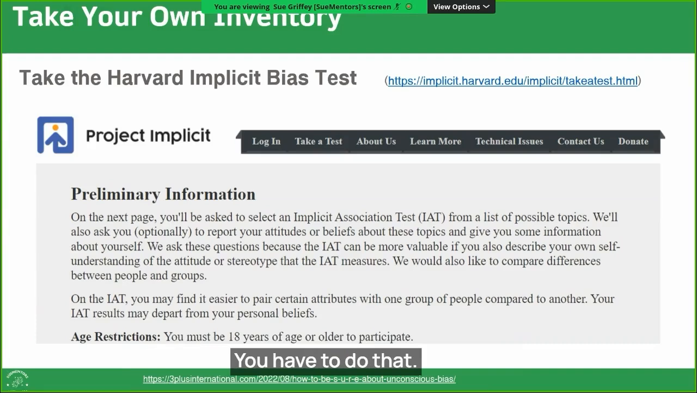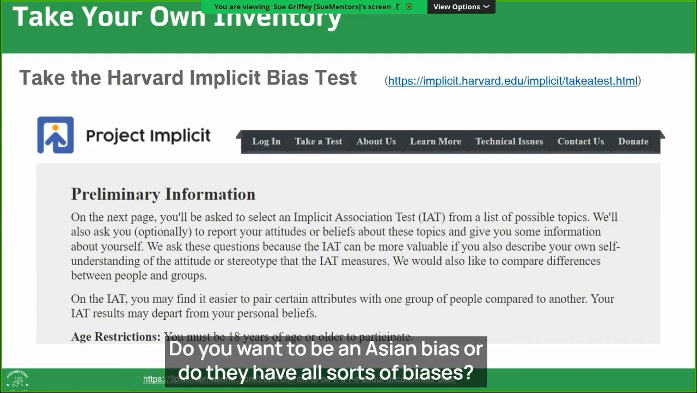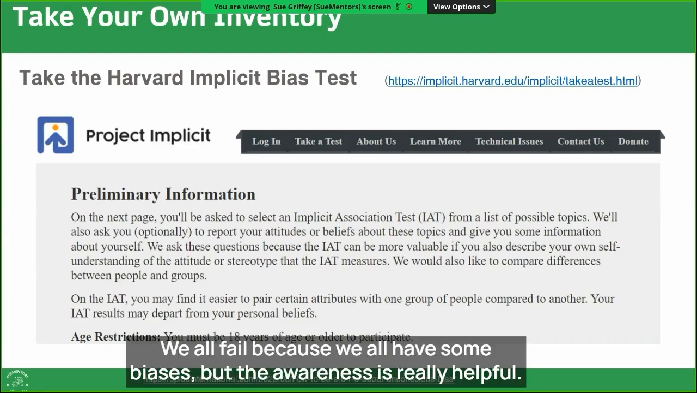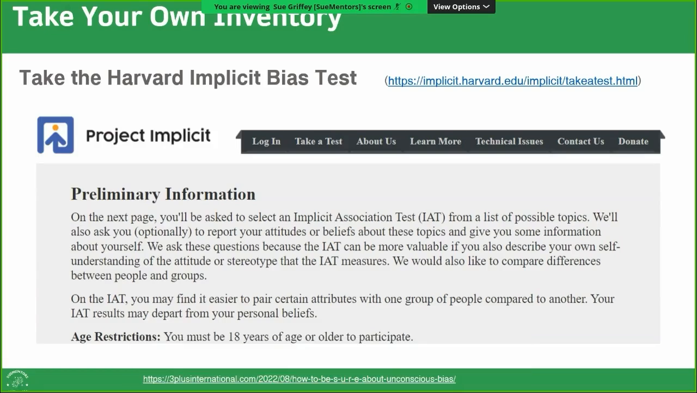You have to do this, you have to do that. Then the next page is, do you want to test an Asian bias, or they have all sorts of biases you can test yourself on. Most of us fail dramatically. We all fail because we all have some biases, but the awareness is really helpful.